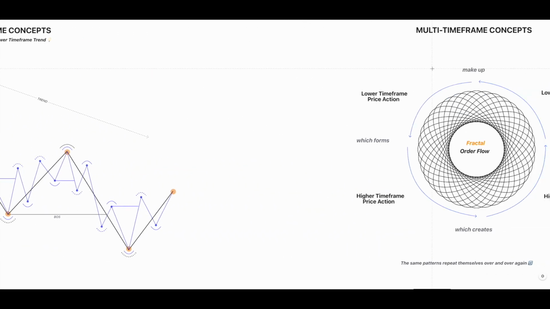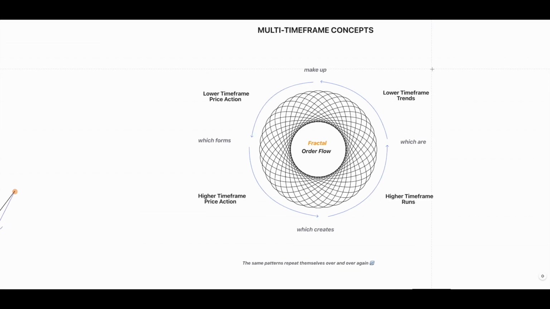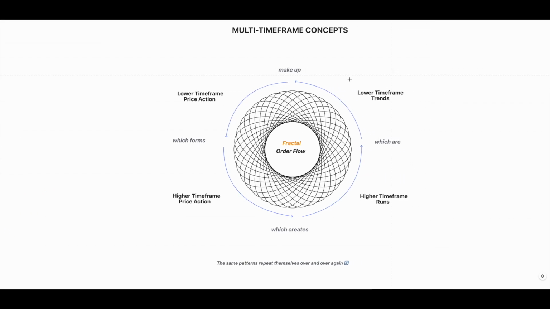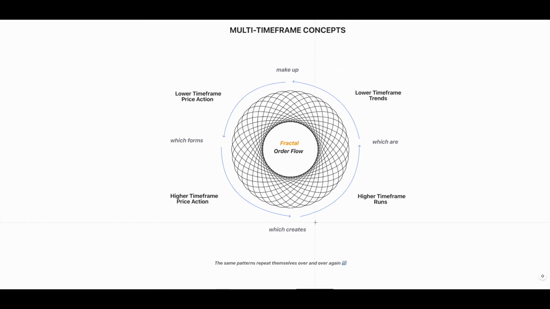Now, this little diagram here should nicely summarize what we've been through. So lower time frame price action forms higher time frame price action, which creates higher time frame runs, which are lower time frame trends, right? So it's those higher time frame runs which are made up of lower time frame trends, which is the fractal nature and never-ending cycle of the market, as the same patterns repeat themselves over and over again.